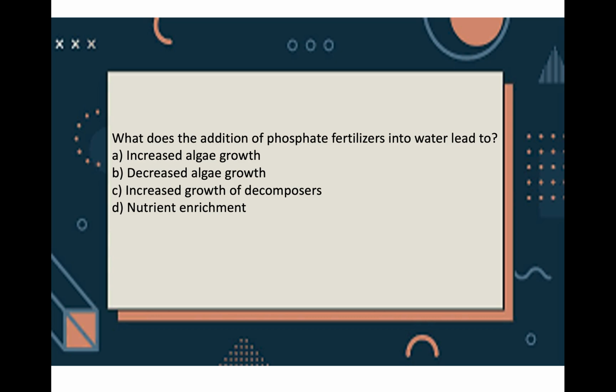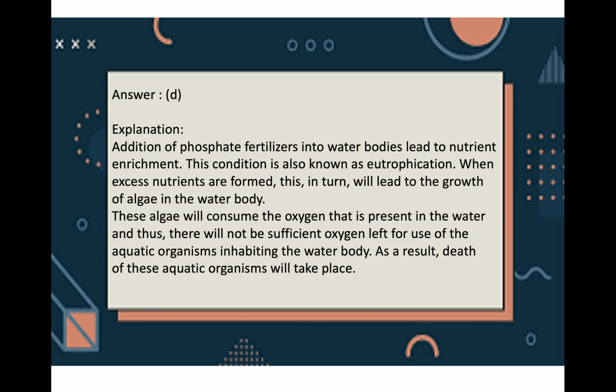Then what does the addition of phosphate fertilizer into water lead to? A. Increased algae growth, B. Decreased algae growth, C. Increased growth of decomposers and D. Nutrient enrichment. Answer is D. Nutrient enrichment.